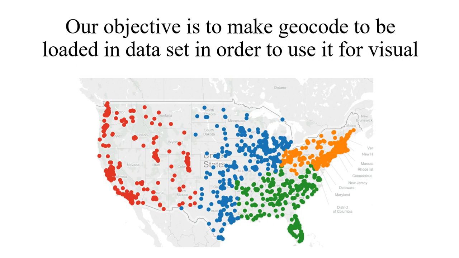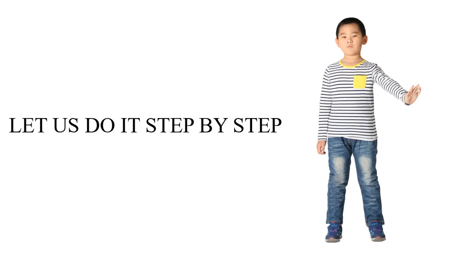Our main objective is to make a geocode to load in the dataset in order to use it for our visual. So in this case, we need to generate a geocode. There are multiple methods to generate a geocode. Here we use one method, an open source method, which helps us to generate a geocode easily. So let us do it step by step.